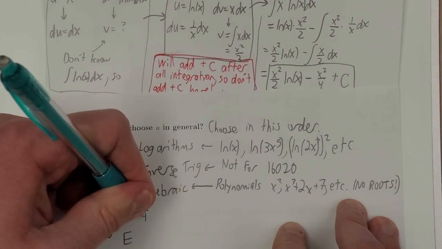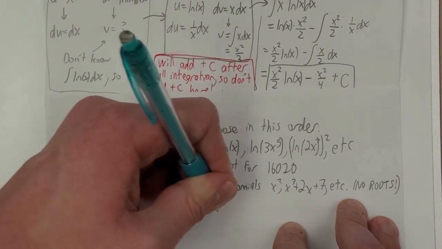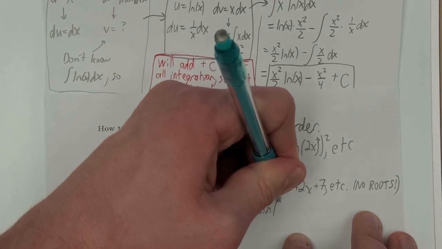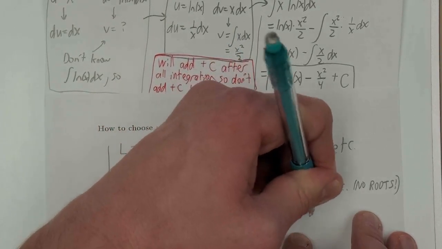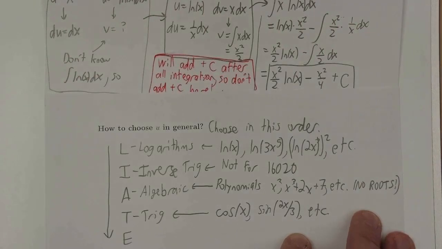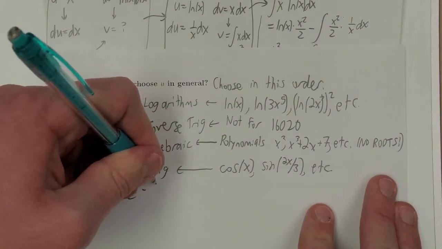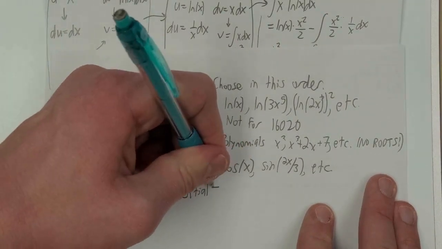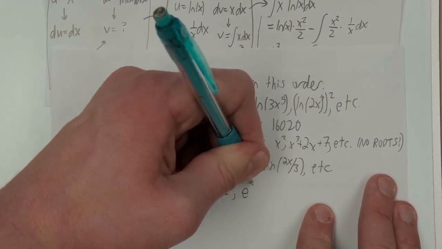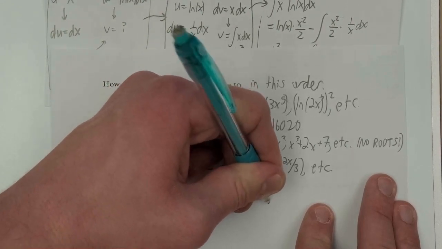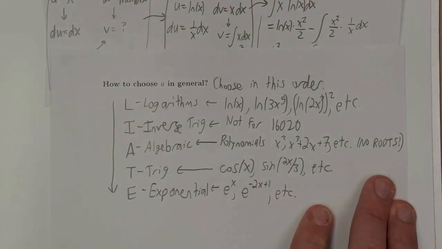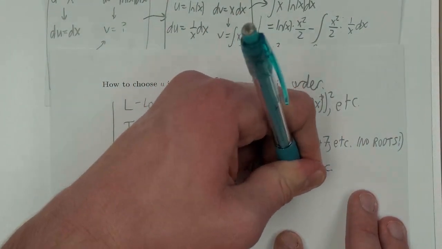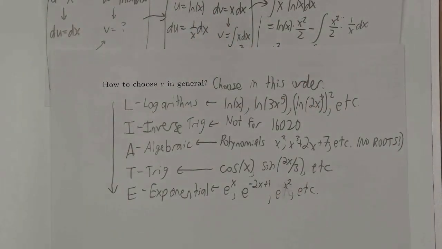And T is for trig. So like cosine of x, sine of 2x over 3, etc. Okay. And then E is for exponential. Okay? So stuff like e to the x, e to the negative 2x plus 1, etc. Or I'll add one more, e to the x squared, etc. Okay, there we go.